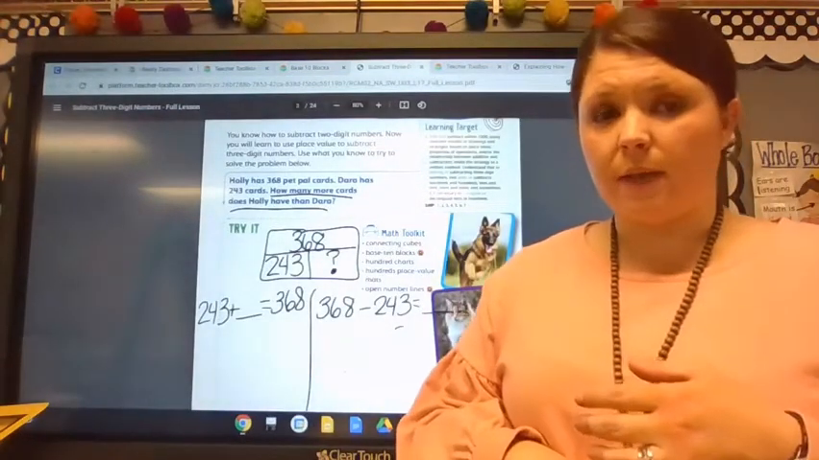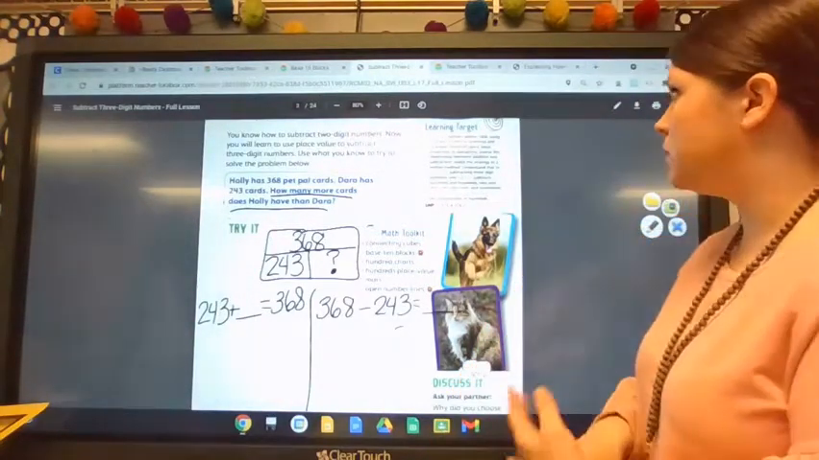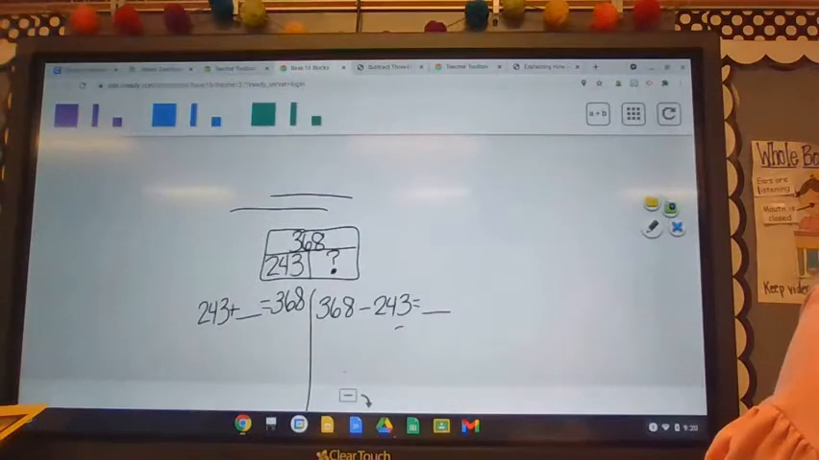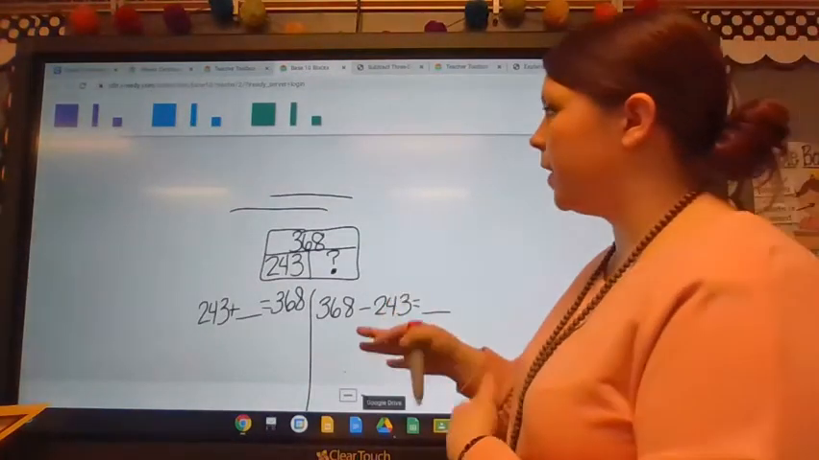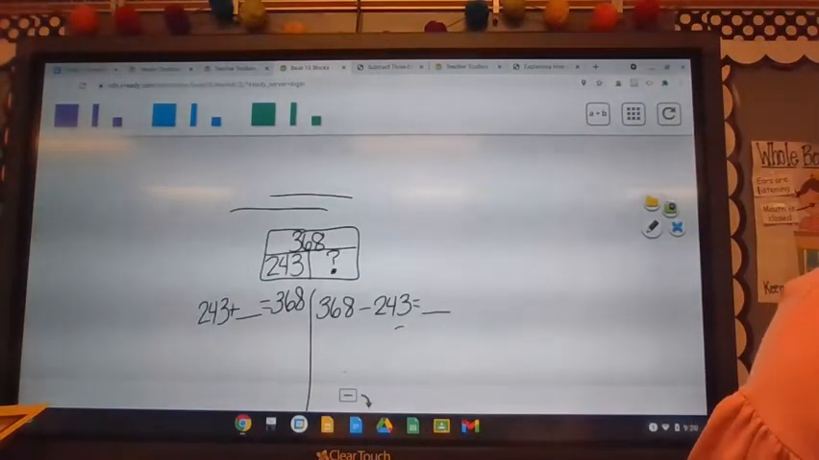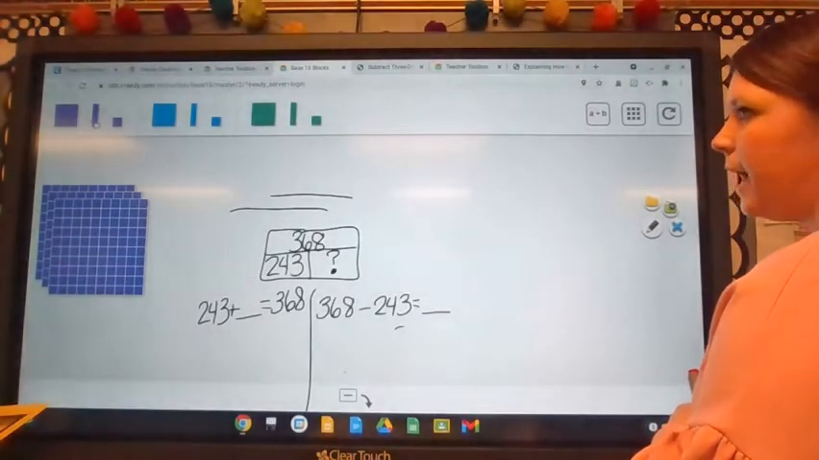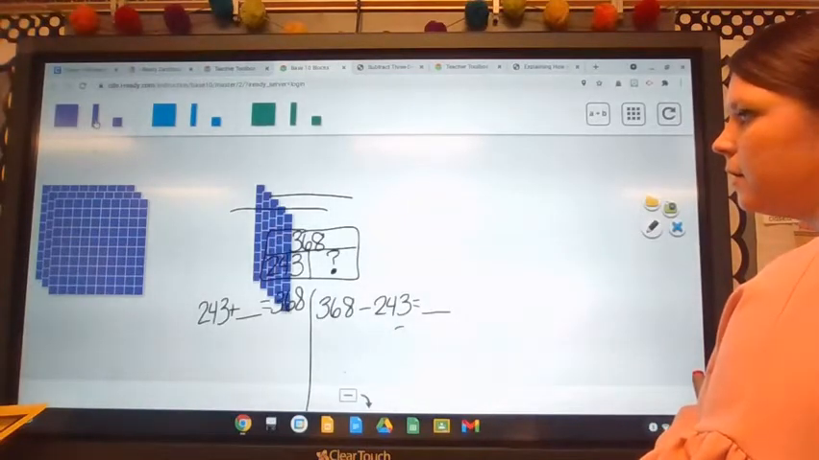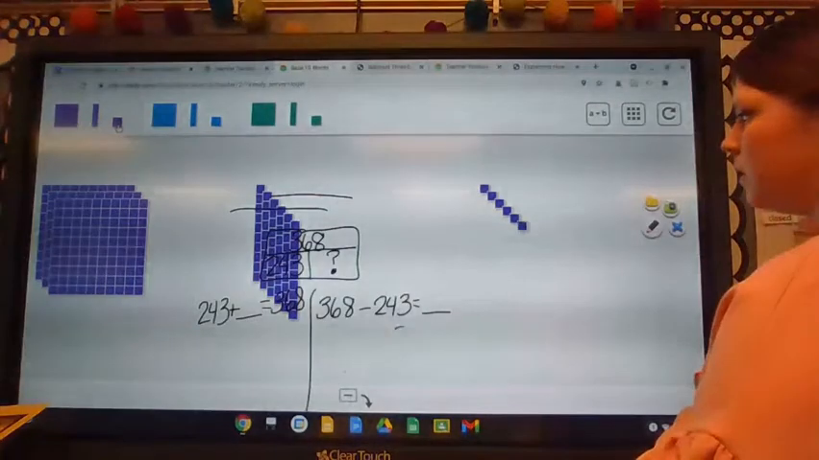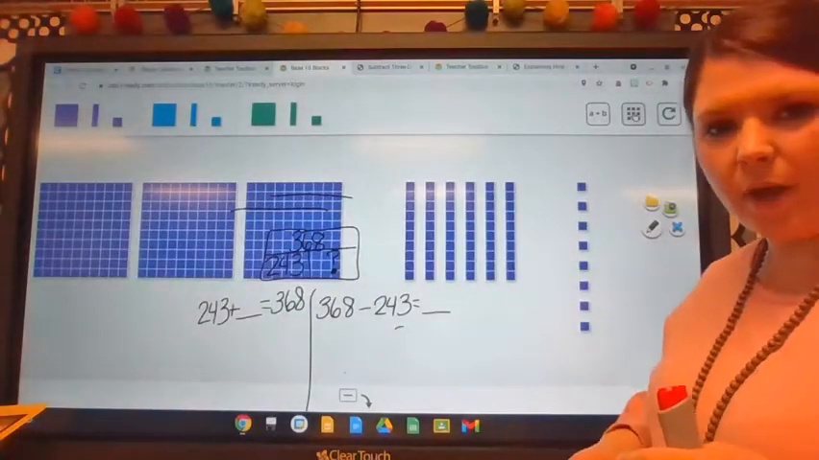Now, one of the ways that we could have done this was with the virtual tool, the virtual place value blocks. So let's go ahead and pull up those virtual place value blocks. All right, I'm going to leave this here for now just so that I can remember my numbers. So we're going to start with 368. I know that 368 has 3 hundreds. I know that 368 has 6 tens. And I know that 368 has 8 ones. Remember, I can hit this button right here and it puts everything in a nice organized way for me, okay?